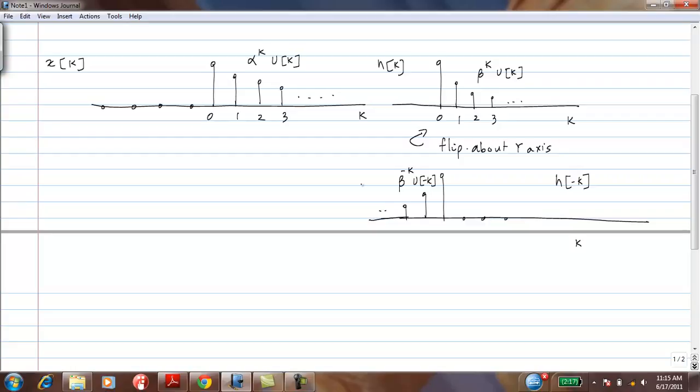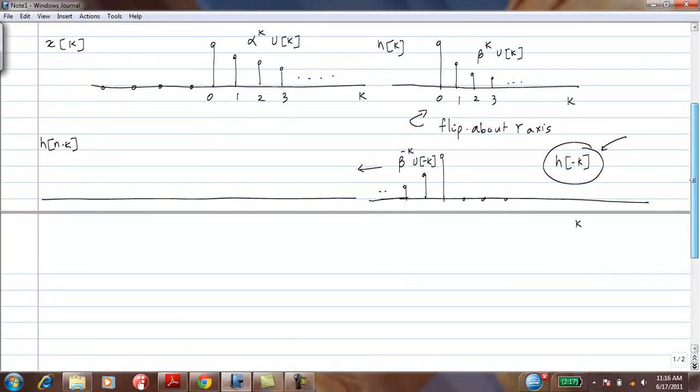Now what we need to do is to take this, shift it by n units in order to get h of n minus k. So let me draw h of n minus k here. h of n minus k is simply a shifted version of h of minus k. It will be shifted to the left if n is negative, and it will be shifted to the right when n is positive. So what happens when n is negative? When n is negative, I'm going to take this signal. Notice that it starts at 0. And then I'm going to shift it to the left.